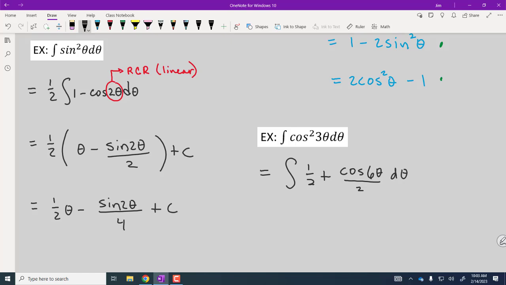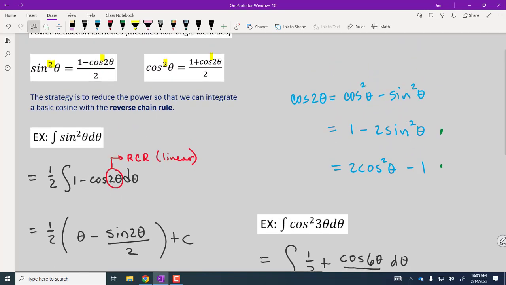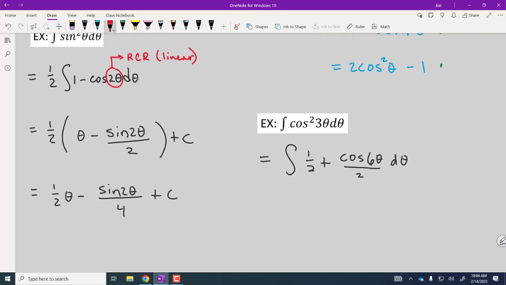So sine is with a negative, cosine is with a positive. Is that using the RCR? Not yet. We haven't integrated yet. As soon as we do the integration, that's when we'll do the RCR. Right now, all we've done is reduce the power before integration. So we have to reduce the power down, and then we can integrate. And when we integrate, that's when we say, oh gosh, we have a linear angle here. So that means we're going to use RCR, because we've got that linear angle.